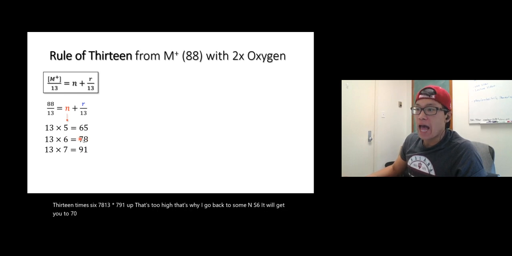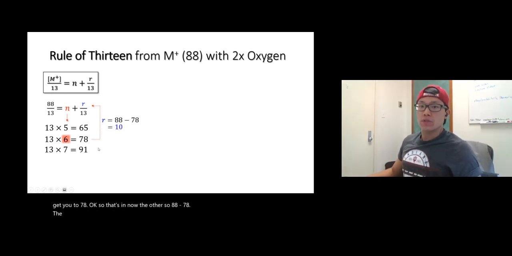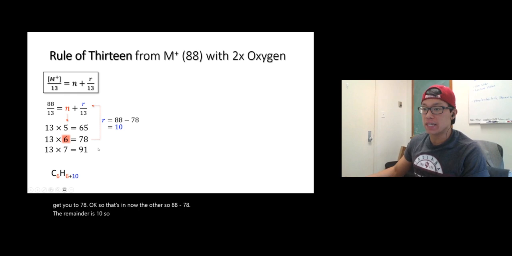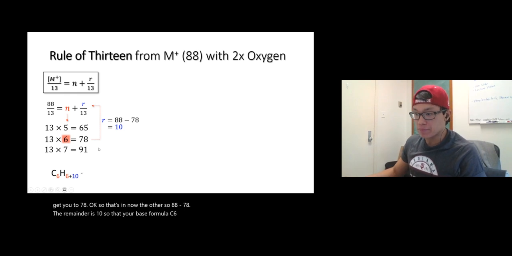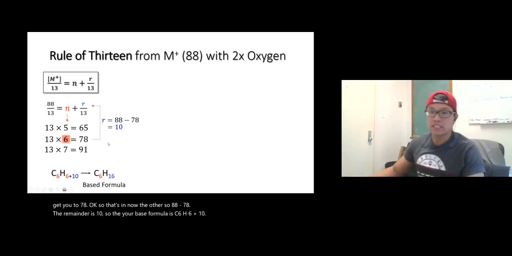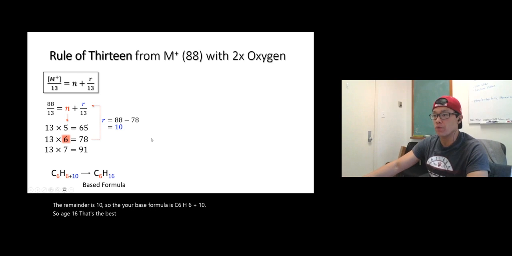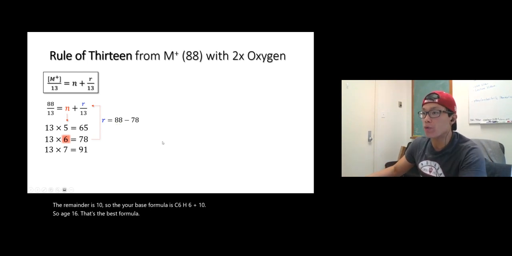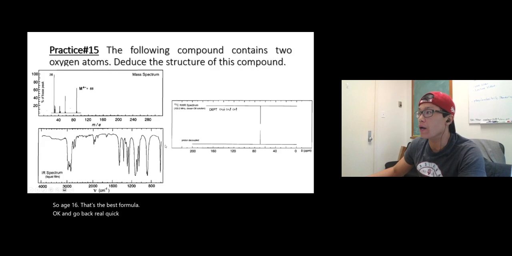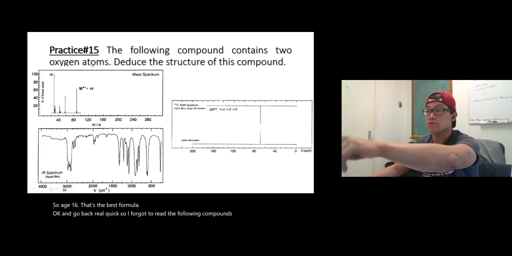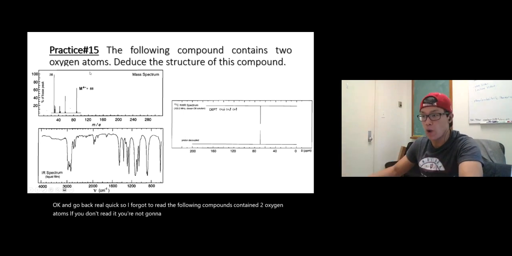Now the r, though: 88 minus 78, the remainder is 10. So your base formula is C6H6 plus 10, so C6H16. That's the base formula. Okay, and go back real quick. I forgot to read: the following compounds contain 2 oxygen atoms. If you don't read it, you're not going to know what's going on. You have to adjust the structure.